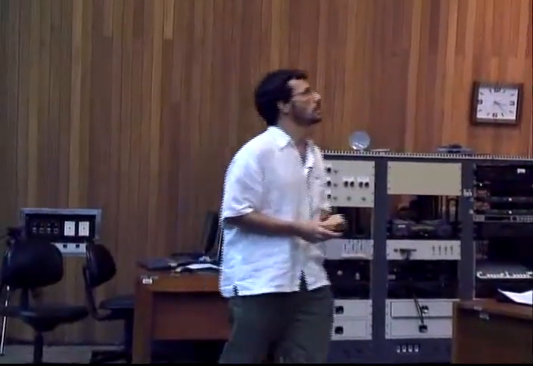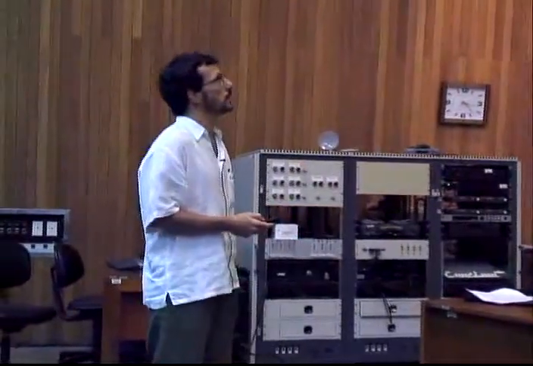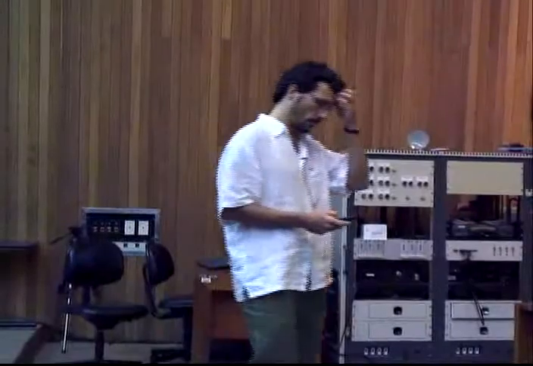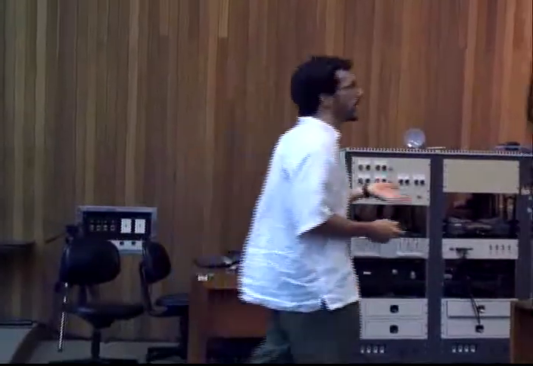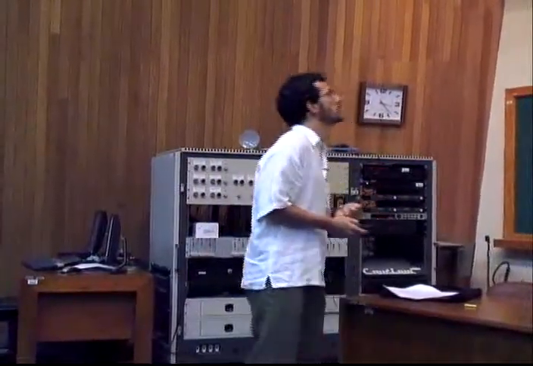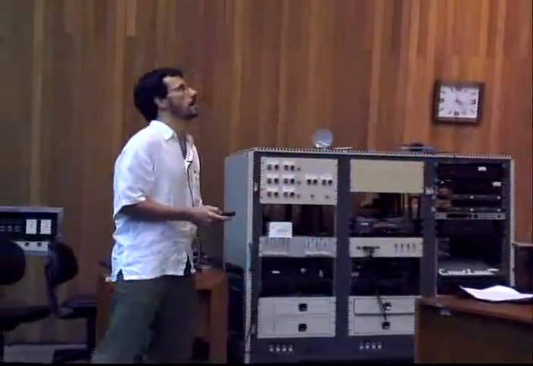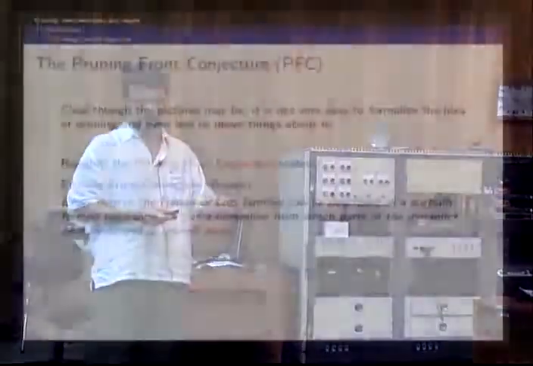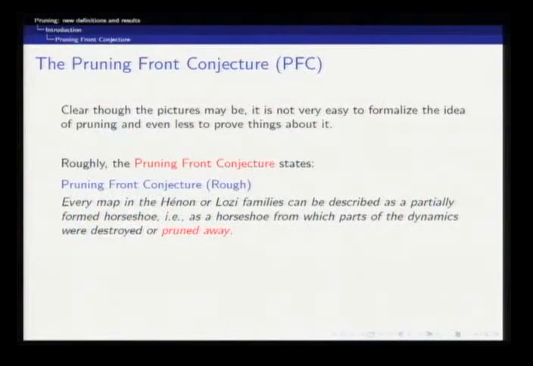Okay, and it's even less easy to prove anything about it. So what I'm going to do for most of the talk is to explain ways of making this mathematically precise. The rough statement is that these are partially formed horseshoes.